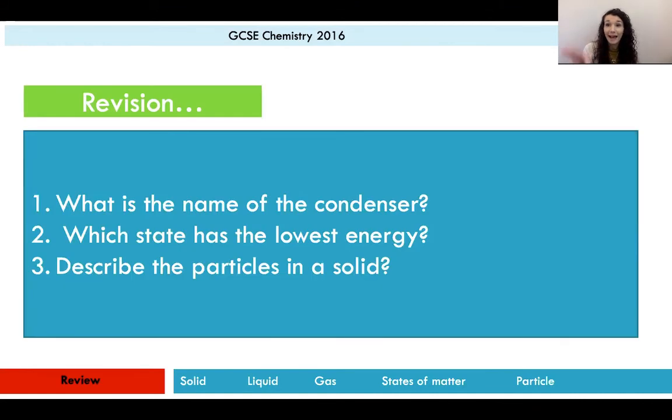Fab. So now we're going to pause for a moment, take a deep breath and have a go at some revision questions. A couple of these are from last week's lesson and also connecting it to what we're learning this week. Can you remember, without looking at any of your notes, what the name of the condenser is? Can you remember which state has the lowest energy? And can you describe what the particles in a solid are like? So try and do this without looking at any of your notes, just to see what you can remember. Pause the video now, have a go at answering those 3 questions.